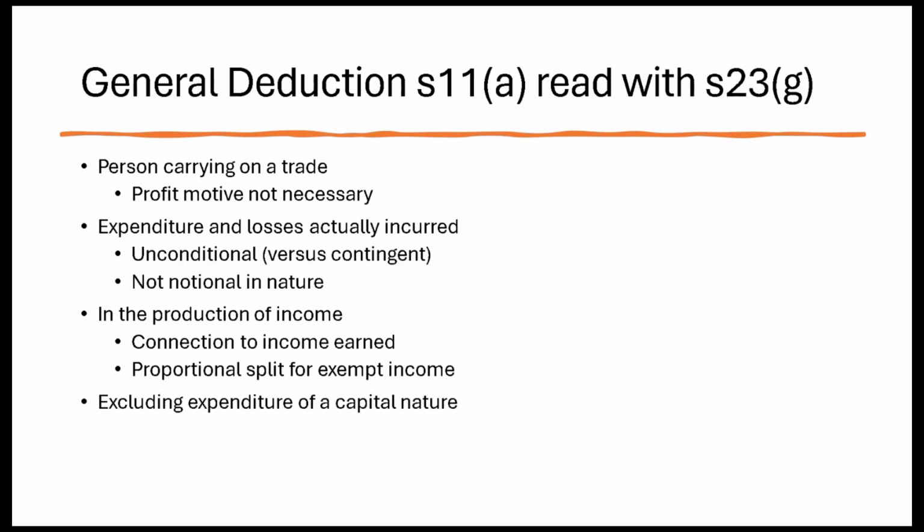Therefore, you do not have to say, my aim is to make 50,000 Rand profit as this company or as this person, for you to be carrying on a trade. NGOs and NPOs are carrying on a trade. So profit motive is not a necessity. Expenditure and losses have to be actually incurred. The concept of unconditional versus contingent.